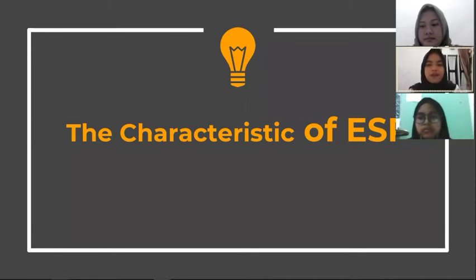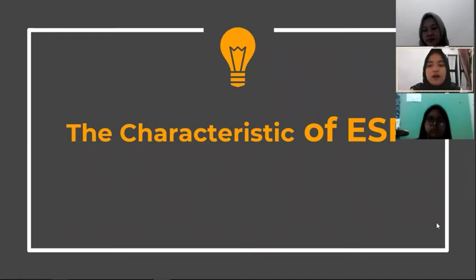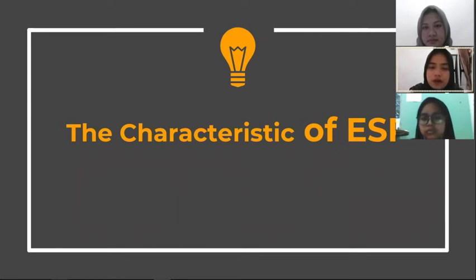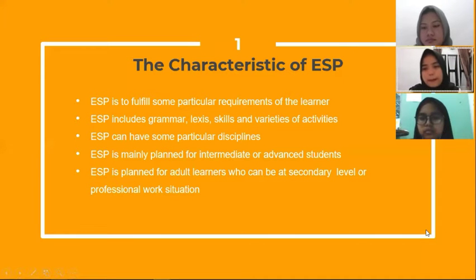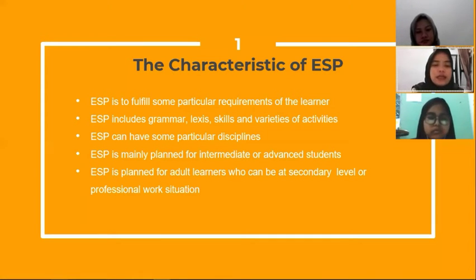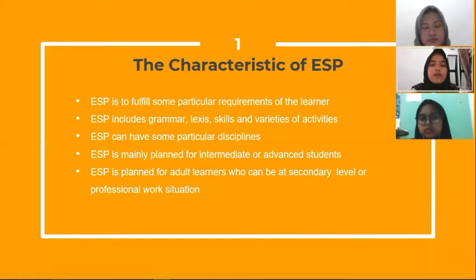Okay, I'm Hanifah Umul Khairah. So here I will explain the first content that we are going to learn, the characteristic of English for science and technology. Okay, here are 5 characteristics of ESP. The first one, ESP is to fulfill some particular requirements of the learner.